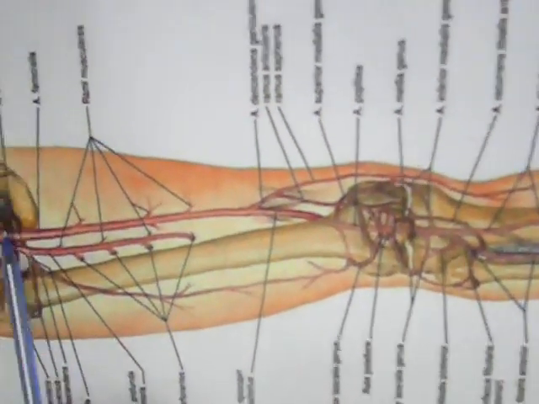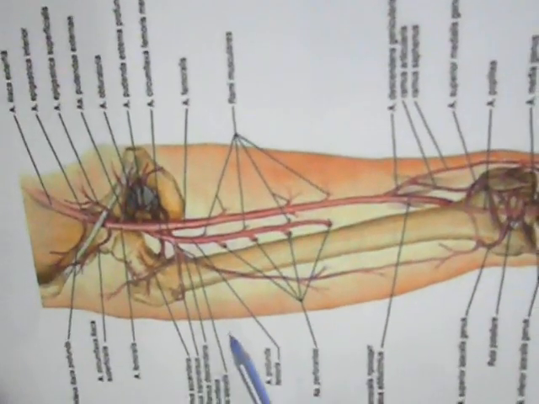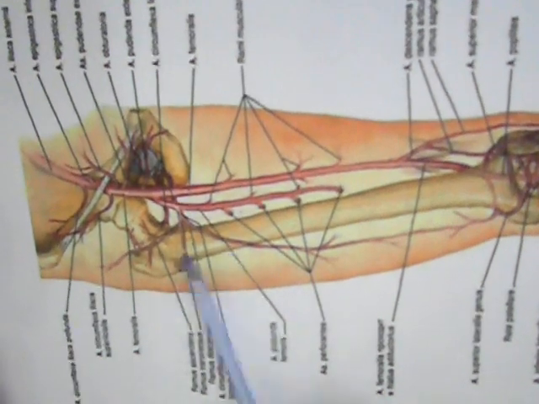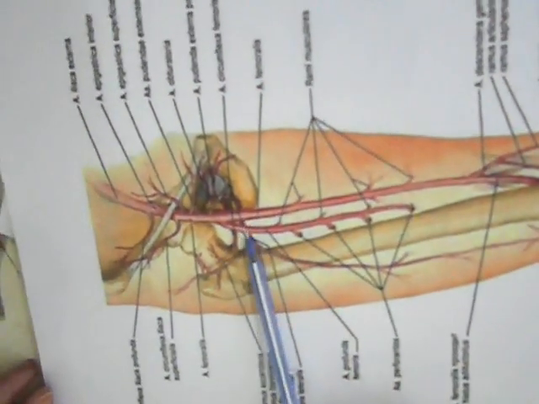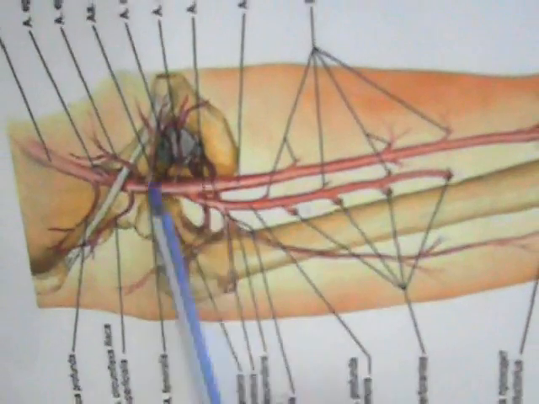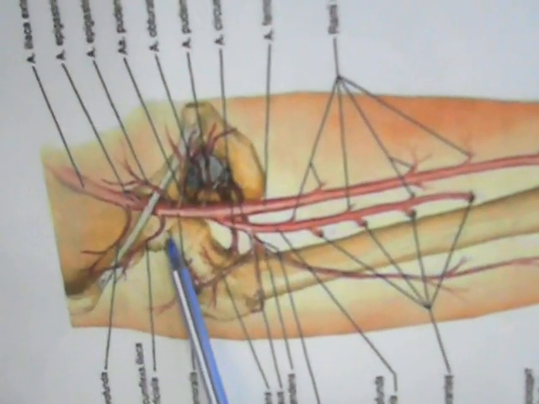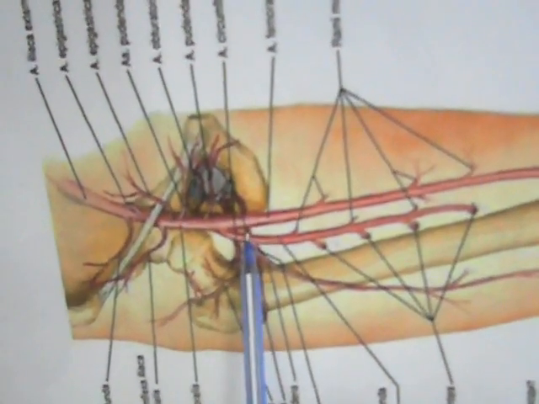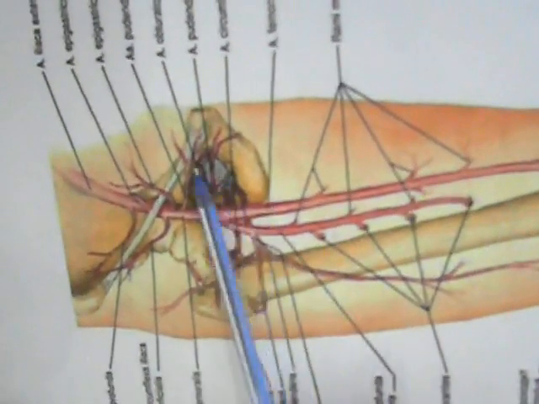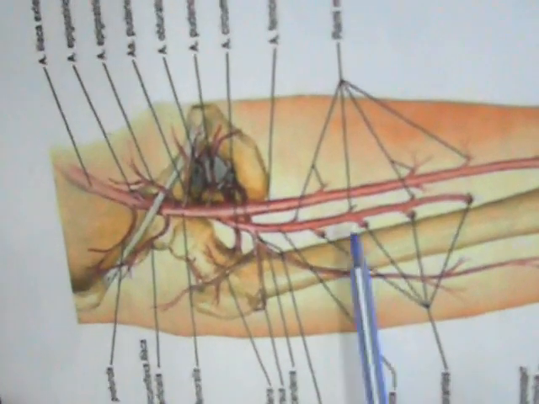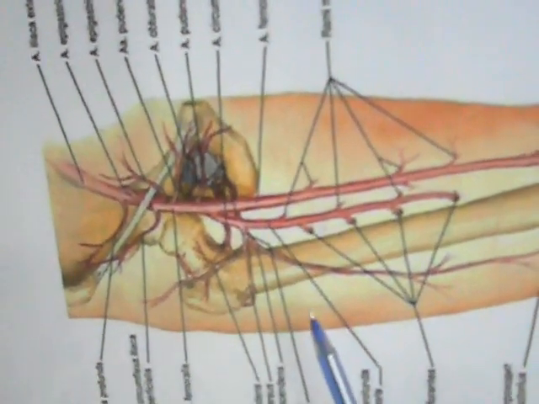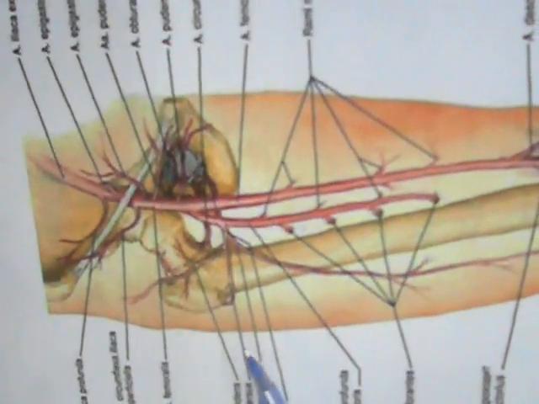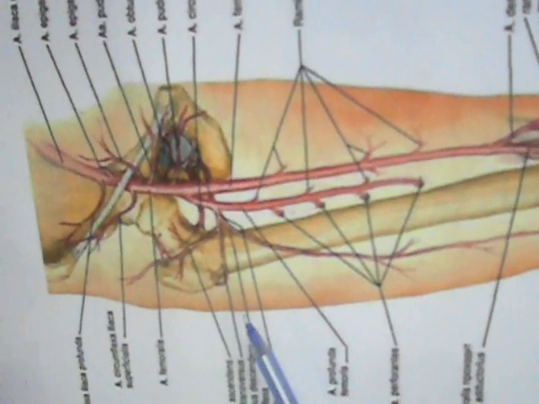You understand? Next, deep femoral artery gives branches which vascularize muscles. Lateral circumflex femoral artery, muscles of the anterior group and capsule of the hip joint. Medial circumflex femoral artery, muscles of the medial group and capsule of the hip joint. And 3 or 4 perforating branches to muscles of the posterior group of the thigh.